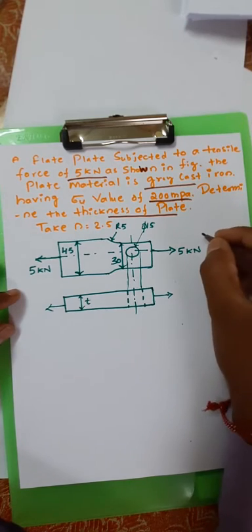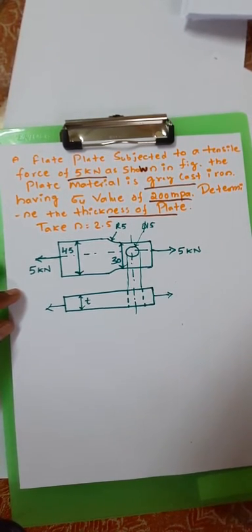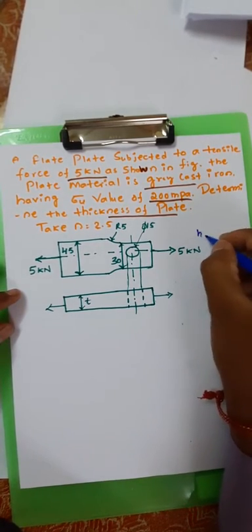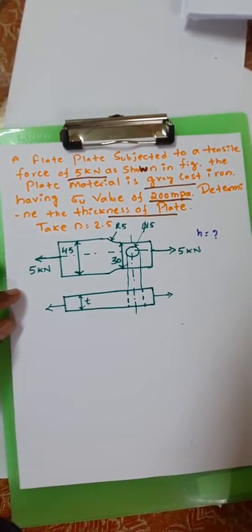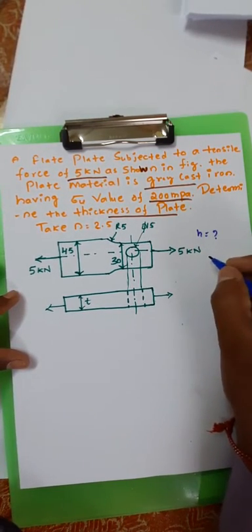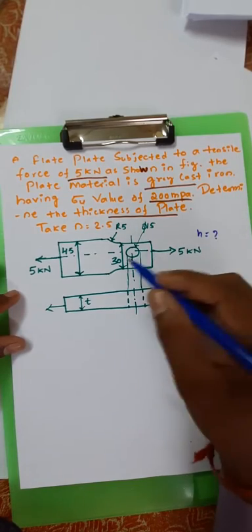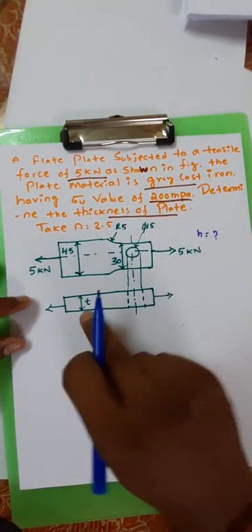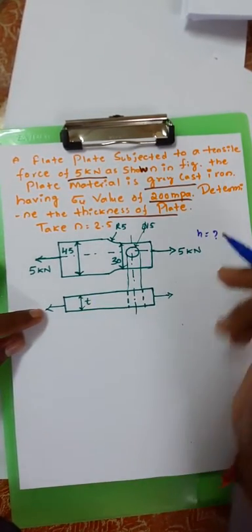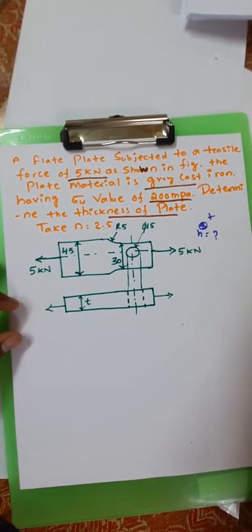Here, what we need to find out is the value for H. So H is equal to, we don't know, H is equal to question mark. Apart from that, we need to find the stress concentration, and finally we need to find the thickness of this given problem, the value called H or T. This is the thickness of the given plate.